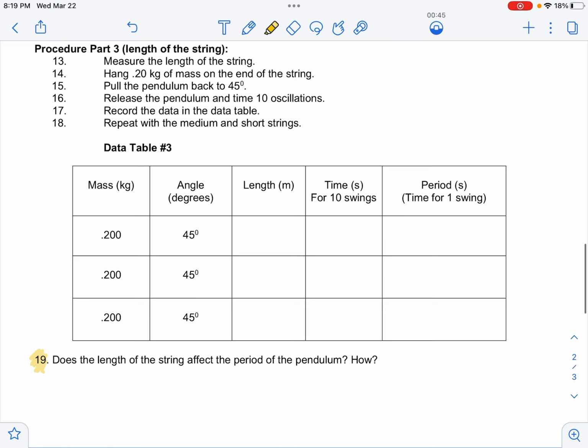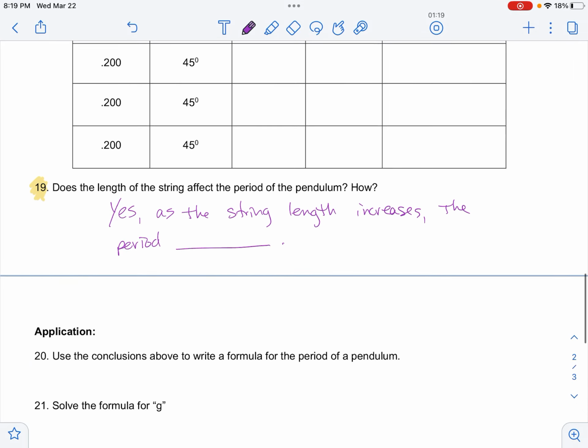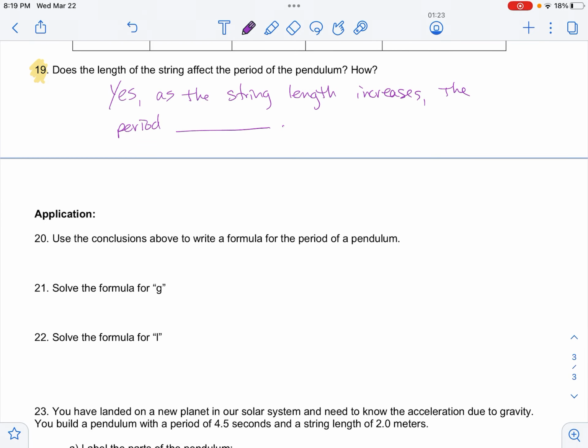Of all of the data, the one you should notice that actually affects the period is the length of the string. So your answer here should say yes, as the string length increases, the period, and then you get to tell me what your data says. So as the string gets longer, what happens to the period? Okay? All right. So then we're going to look at our application problems here.